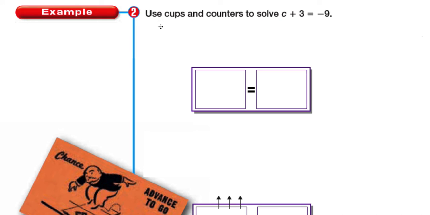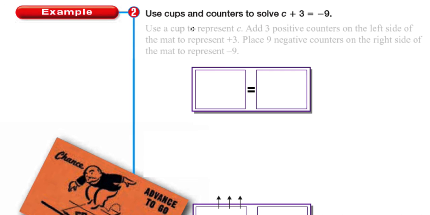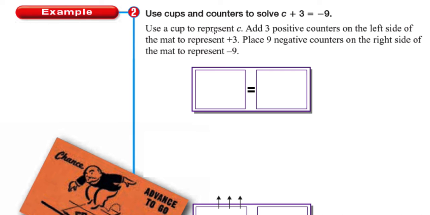Example number 2, again, we use cups and counters to solve c plus 3 equals negative 9. Okay, so use a cup to represent c. Add 3 positive counters on the left side of the mat to represent plus 3. And then, this is what you have right here. So c represents the cup, and 3 positive counters represents plus 3. Place 9 negative counters on the right side of the mat to represent negative 9. And that's what we have.